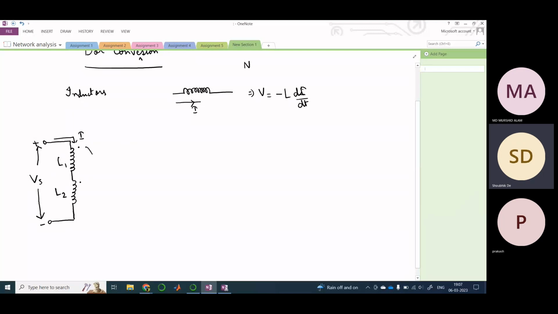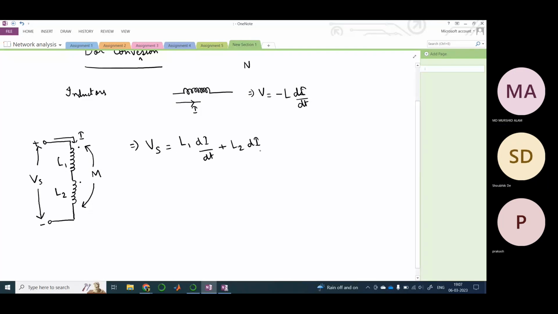And now let's say that the mutual inductance between these two inductors is M, right? And the individual inductances of these two inductors are L1 and L2. So what would be the voltage equation of this? If you apply KVL, it would be nothing but Vs equals L1 di/dt plus L2 di/dt, right? This would be the simple voltage equation provided there are no such dot conventions.